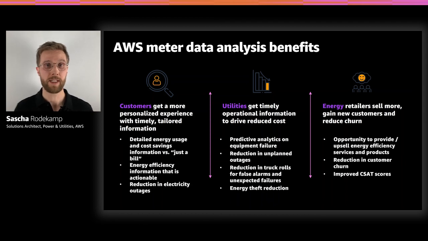Finally, we have the retailers who may not own the actual meters, but they are getting the metering data. And they can use this data to understand their customers better, reduce customer churn by keeping customers happy with proactive engagements, or just mining the data for more insights to come up with new attractive rates, products, or services.